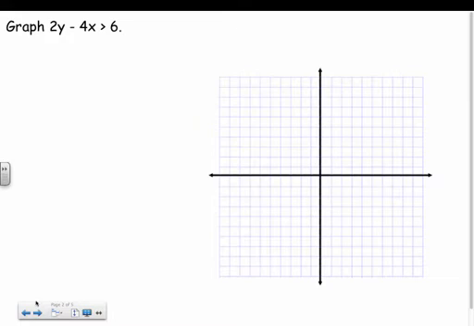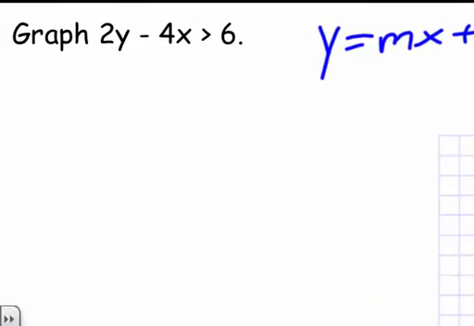So here we go. I have an inequality: 2y minus 4x is greater than 6. Like we said, if we're going to graph it, let's get it in slope-intercept form. The only difference is there's just not going to be an equal sign anymore. So let's get our y by itself. We've got to bring our negative 4x to the other side. The inverse of subtracting 4x is adding 4x. Whatever I do to one side, I do to the other.